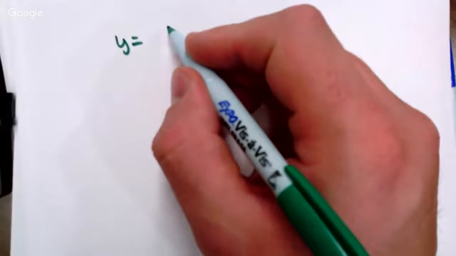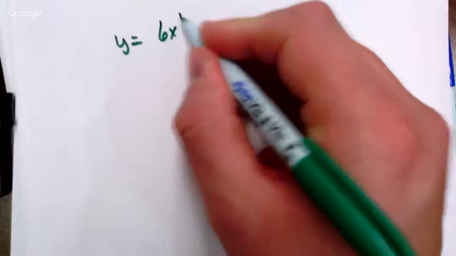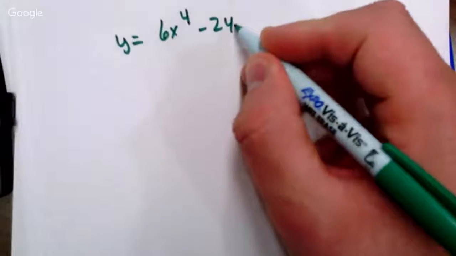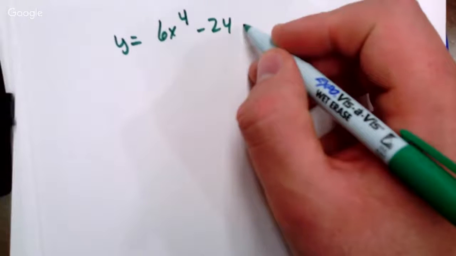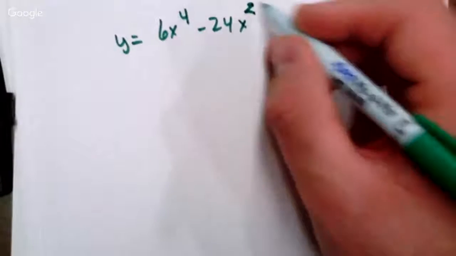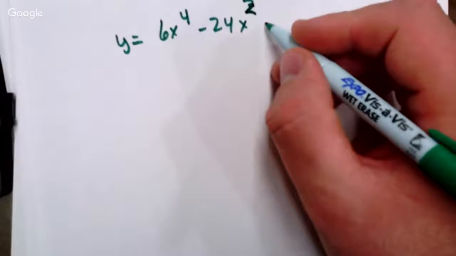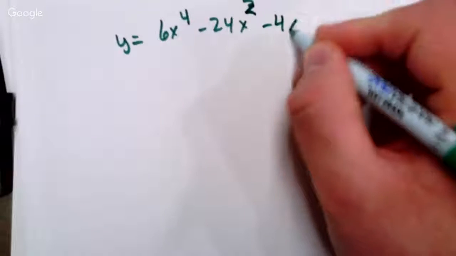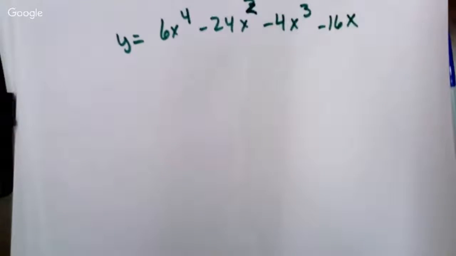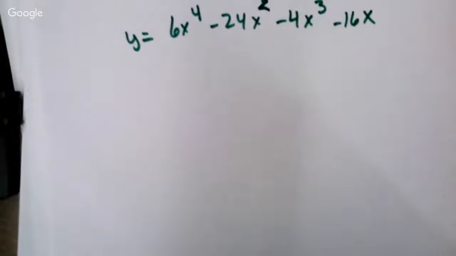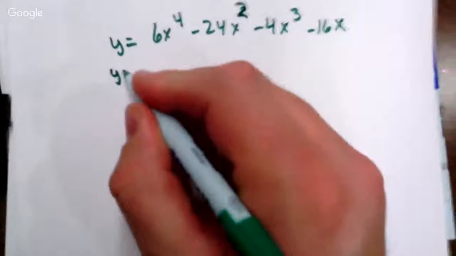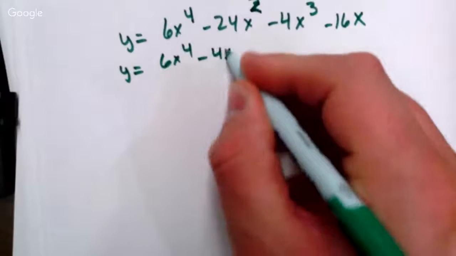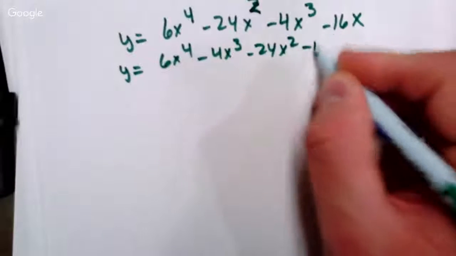Okay, here we go. Y is equal to, let's go for 6x to the 4th minus 24x squared. No, we'll trick you with this one. What are we going to go for then? Minus 4x to the 3rd minus 16x. Let me make sure I got these all right. Multiply it all. Now, look at this one. Is it in standard form? No, it's not, so we should put that first. 6x to the 4th minus 4x cubed minus 24x squared minus 16x.